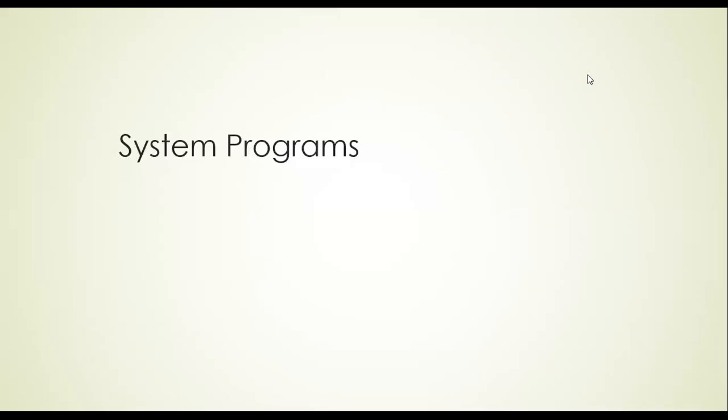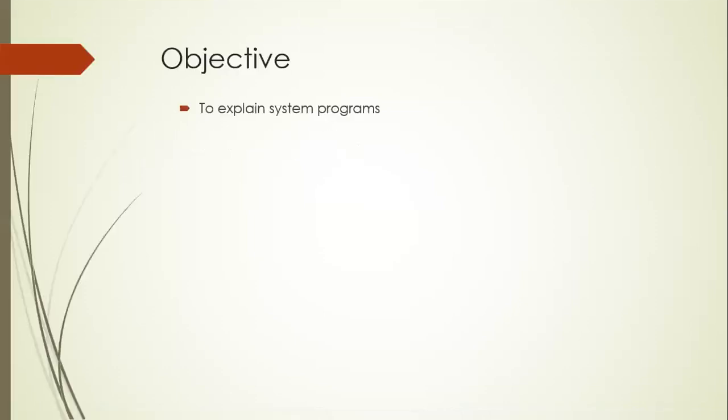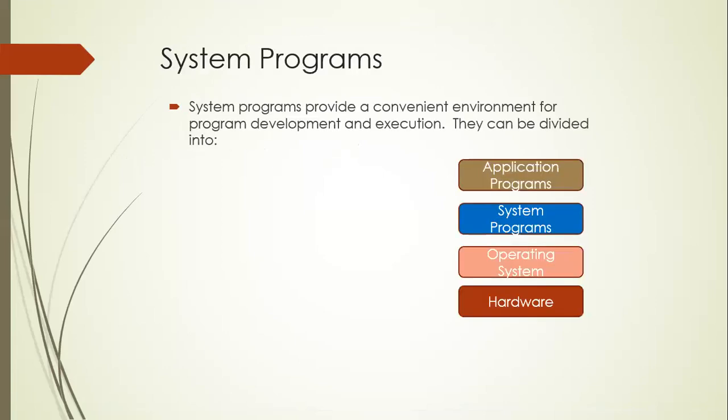And next we are going to discuss the system programs. The objective of this lesson is to explain the system programs. System programs are a layer between the operating system and application programs. These programs are also known as system utilities. The purpose of these programs is to provide a convenient environment for program development and execution.